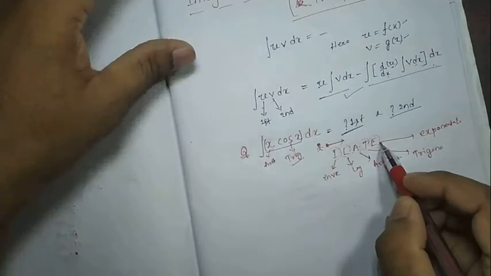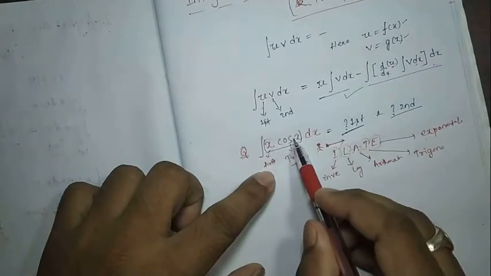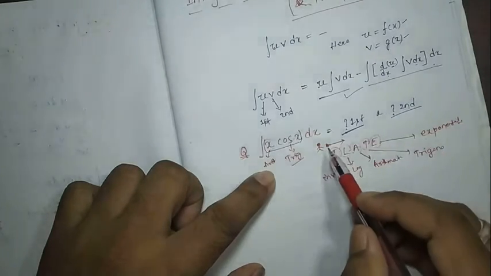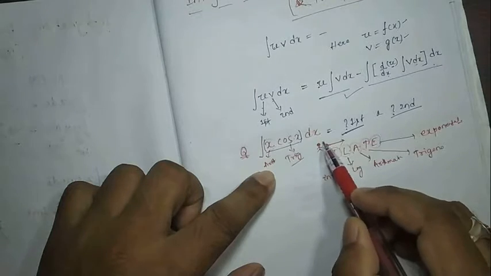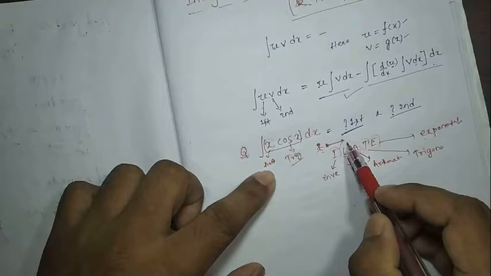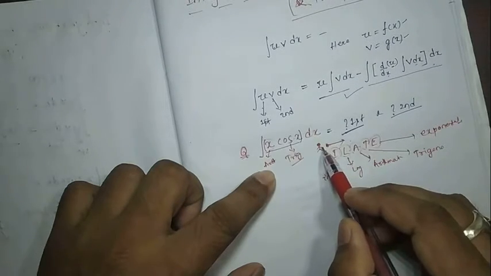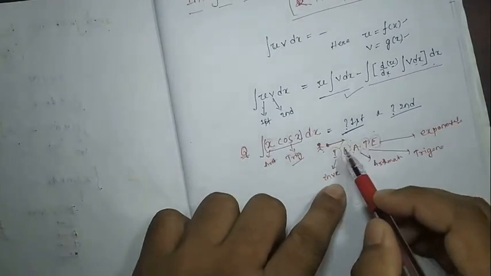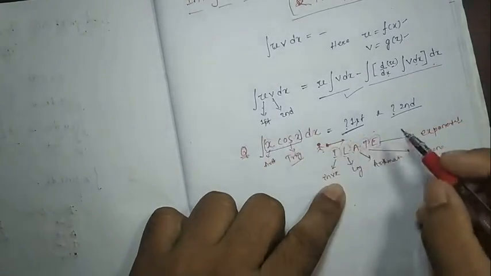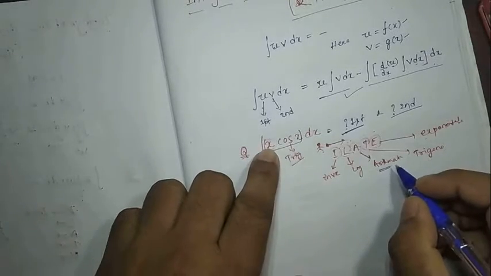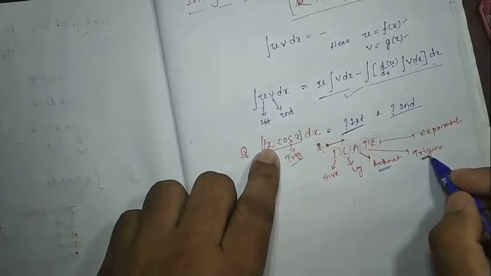Okay, so in our question two functions are there, x and cos x. Among these two functions, we have to check which function this person is going to encounter first. When he is moving from here to this side, in our question an arithmetic function is there and a trigonometric function is there.